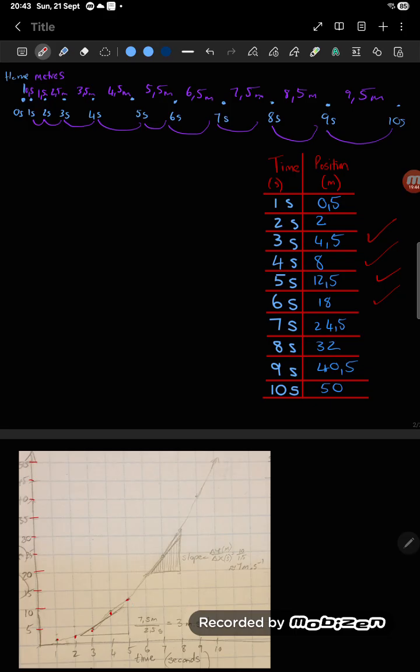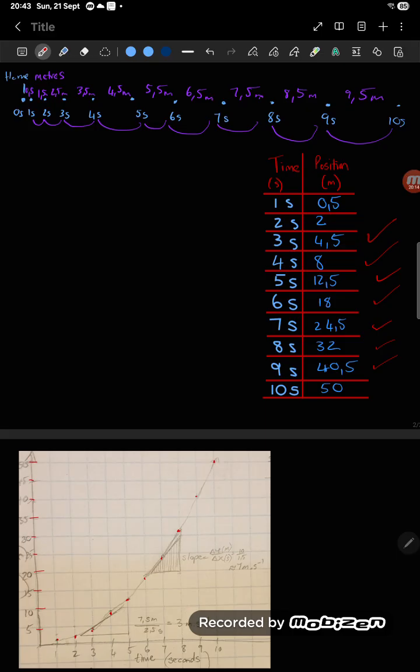In 6 seconds, they had gone this far. In 6 seconds, 18 meters. In 7 seconds, almost 25. In 8 seconds, 32, so just over 30. In 9 seconds, we'd gone just over 40, 40.5, and in 10 seconds they had gone 50 meters away.